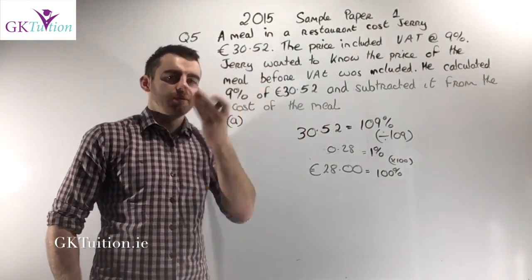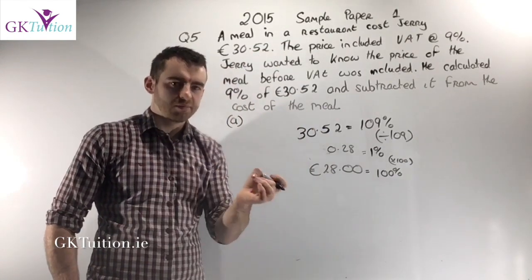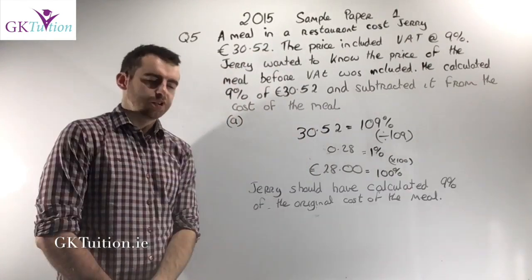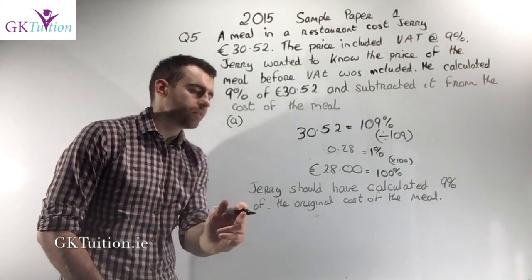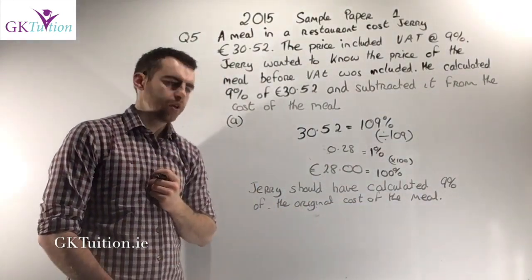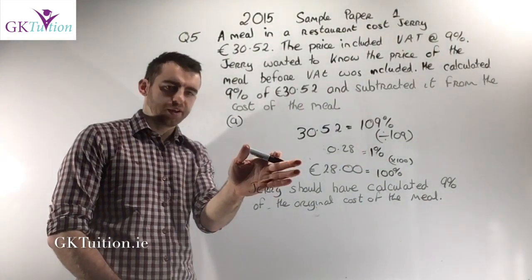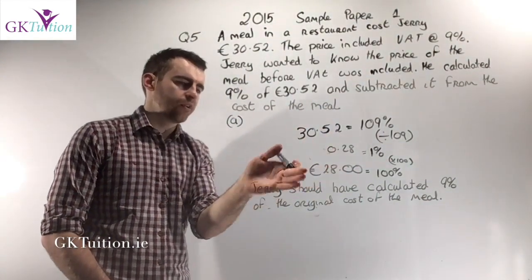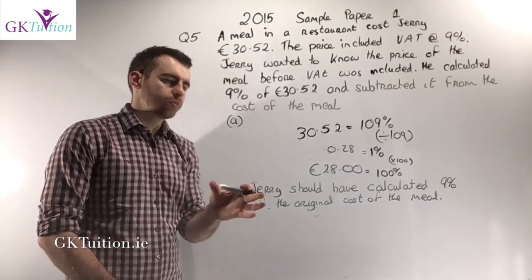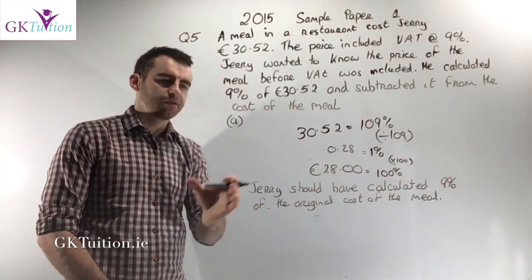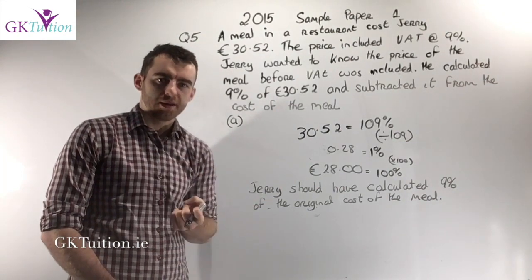9% of €30.52 is not the same as 9% of €28. So just to ensure you're getting the marks, I'd say Jerry should have calculated 9% of the original cost of the meal. The original cost of the meal was €28. He needed 9% of this figure, not 9% of the figure once VAT had been included. And once we have this bit of maths done, it makes life a lot easier to do part B.